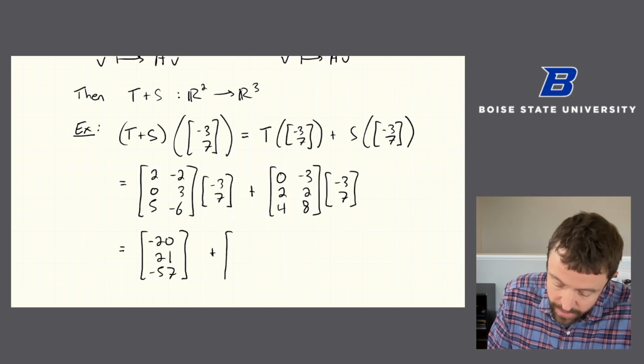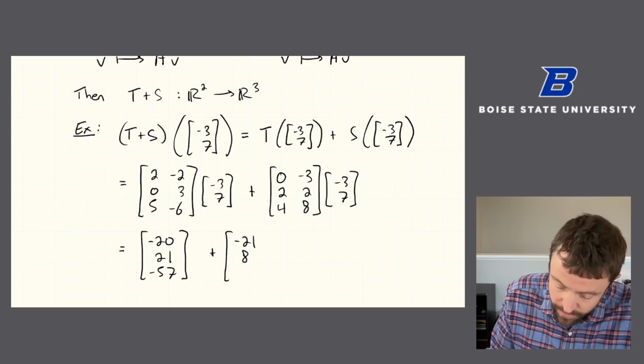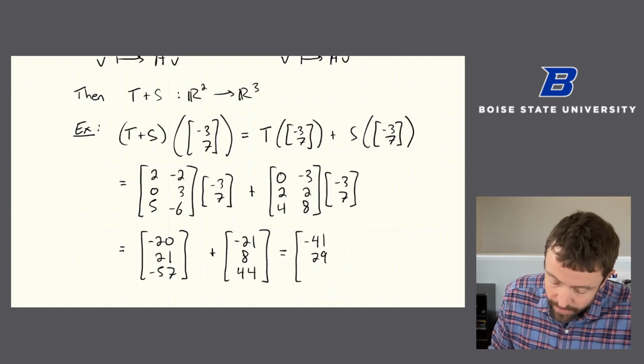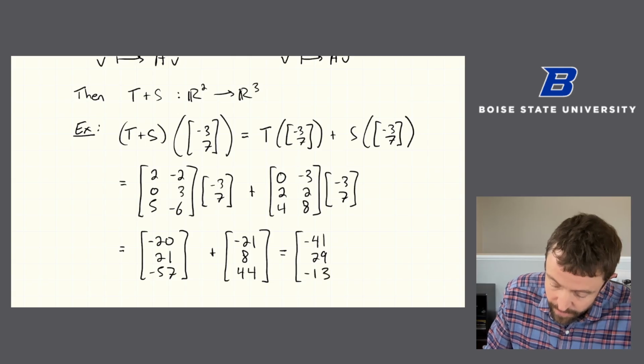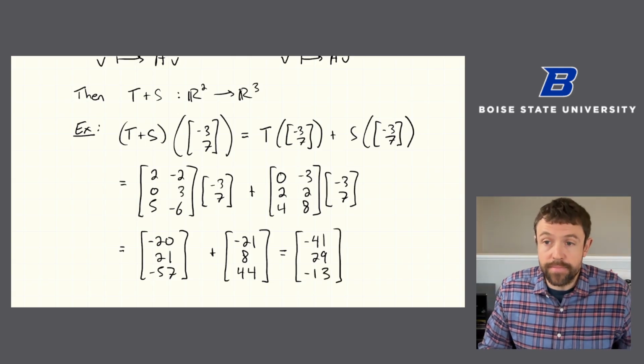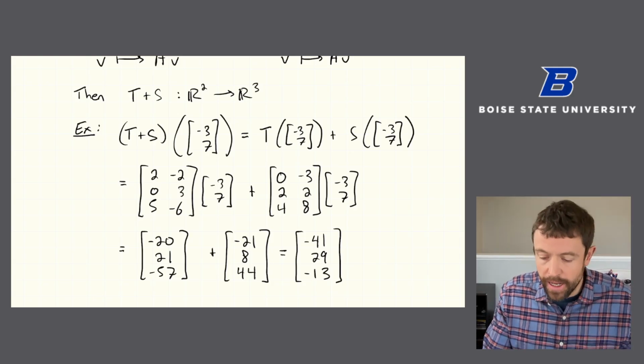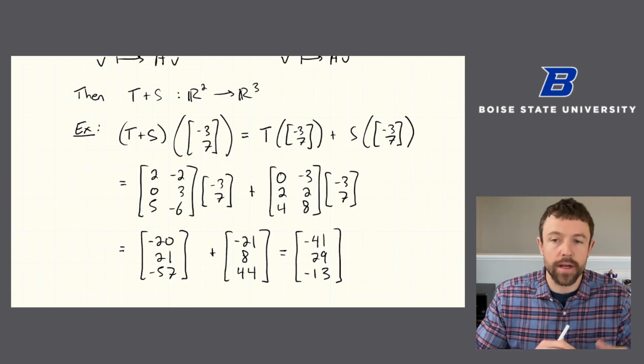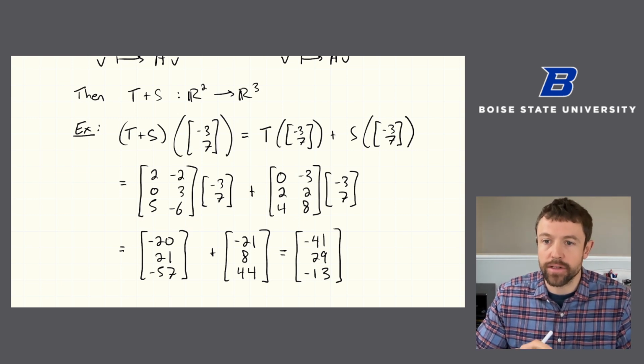When I do the same thing to this matrix, I get this. And when I add these two together, I get this. Okay, so I skipped a bit through the step of doing this matrix times vector multiplication. And so if that was unclear to you, I recommend going back to the video that talks about that, how we multiply a matrix times a vector.